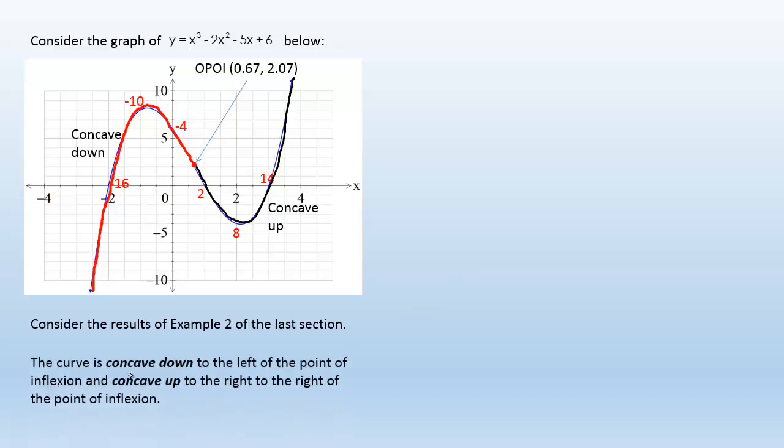The curve is concave down to the left of the point of inflection and concave up to the right of the point of inflection. It's easy to remember which one is up. It's U-shaped.